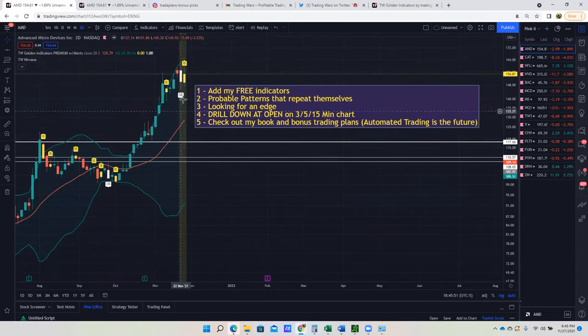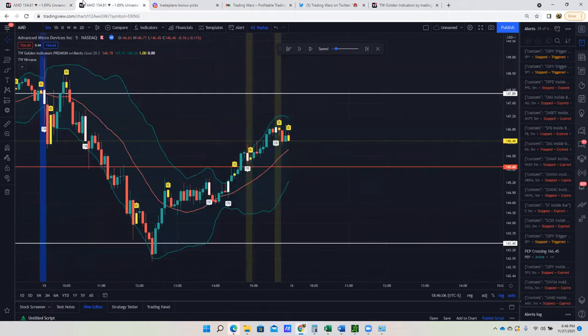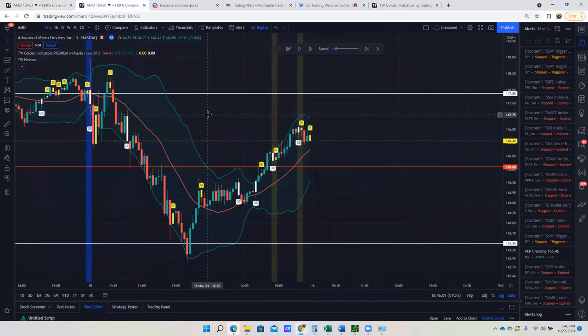All right. So now what we're doing, guys, is we're using those patterns for an edge. And this is the concept that I created. We're going to drill down at the open using the 3-minute, the 5-minute, and the 15-minute chart in order to get involved in the trade. So I'm going to go here to AMD and I have a daily chart pulled up with one of my inside bar patterns back from the 15th of November. I'm going to show you what I'm talking about when I'm talking about those trades.